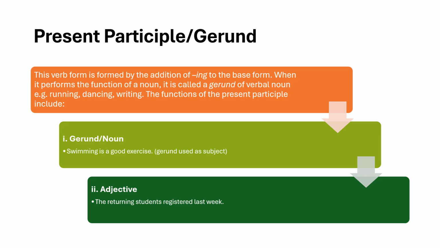So when you change the base form, it is what you call the present continuous most times, and then it can also serve other functions, so that it can function like a noun and therefore be the subject in a sentence. So it is called a gerund or verbal noun. For example, running, dancing, writing.